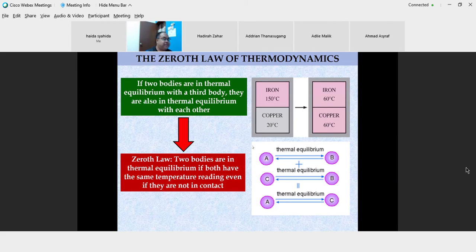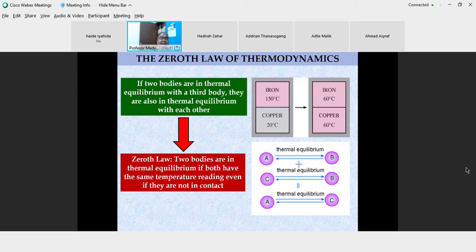So now, this is the most challenging part starting now. It's not that challenging. The challenge is the next chapter. Right, so what is the zeroth law of thermodynamics? Okay, let's say you have iron, you have a copper, so you join them together. Okay, the iron is 150 degrees Celsius. The copper is 20 degrees Celsius.